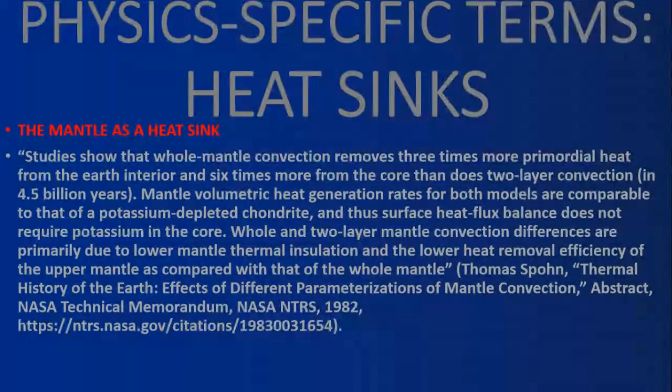Whole and two-layer mantle convection differences are primarily due to lower mantle thermal insulation and the lower heat removal efficiency of the upper mantle as compared with that of the whole mantle. In other words, the mantle is a very powerful heat sink. I just wanted to make sure I quote sources on that.